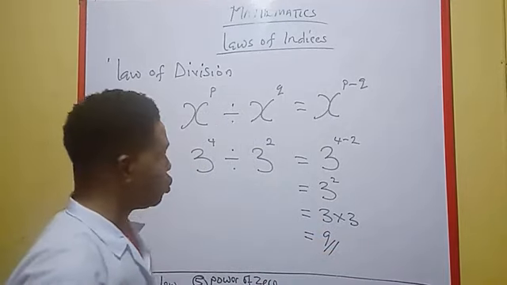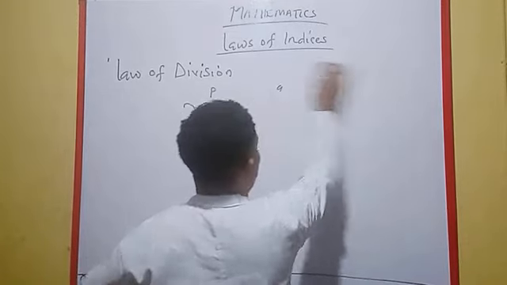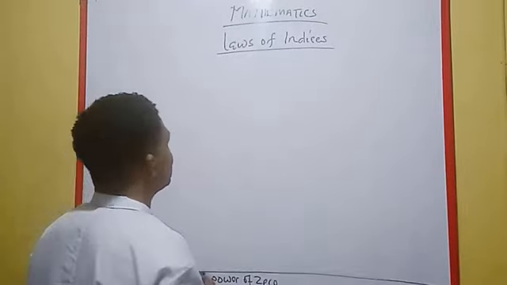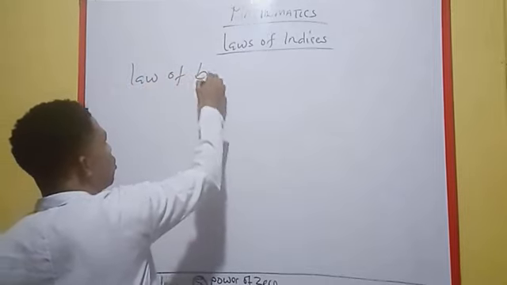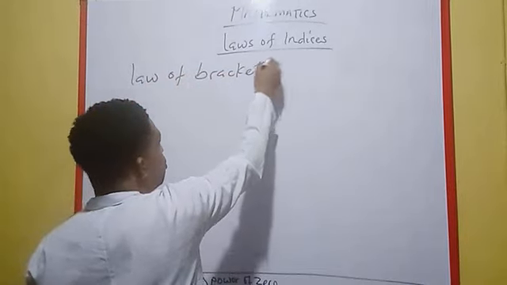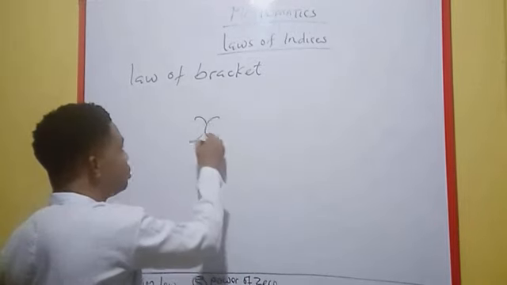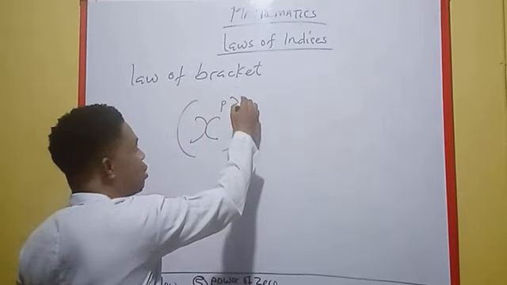Now let's go to the third law of indices. The third law of indices is the law of brackets. Of course, you know what a bracket is. For example, I can say x raised to power p, bracket, raised to power q.